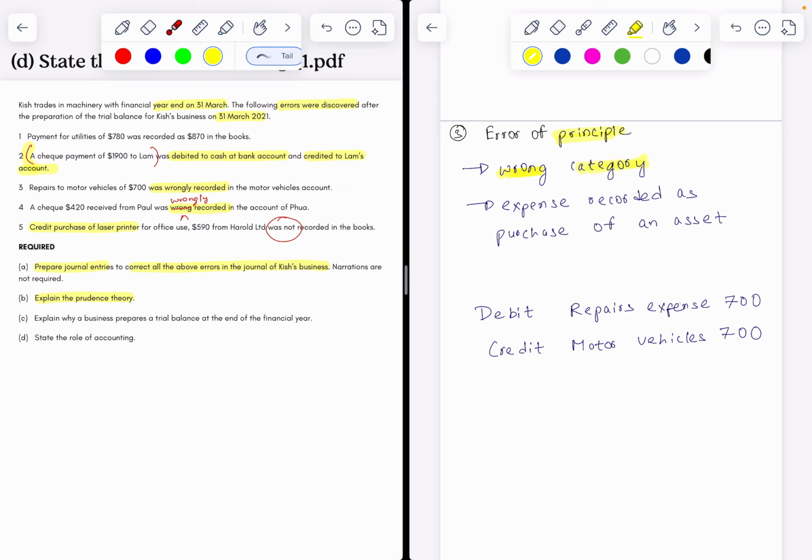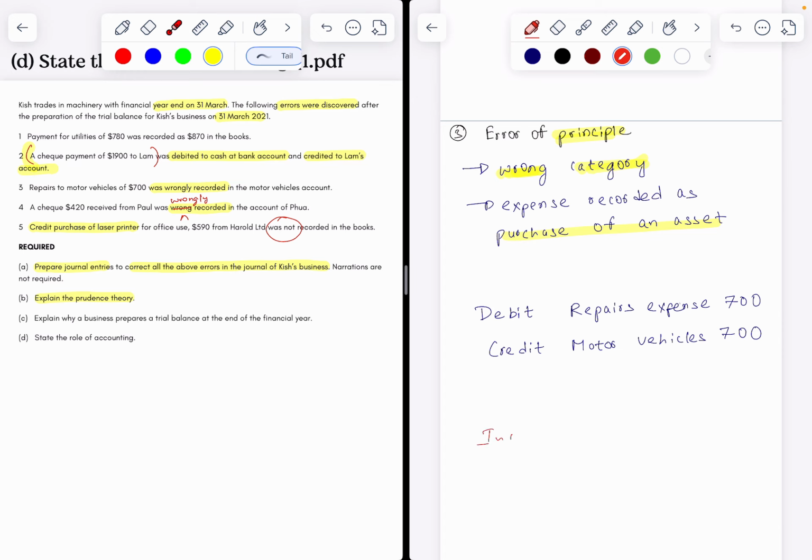The expense, which we had for motor vehicle repairs, was incorrectly recorded in the account for motor vehicles, which means we have incorrectly increased our assets or shown it as some kind of purchase of an asset, all right? So this is obviously a mistake. So when we would have incorrectly recorded it, what would we have done?